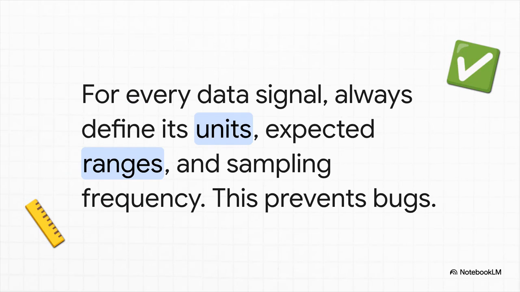For every single piece of data your system uses, you need to define three things: its units, its expected range of values, and how often you're sampling it. Seriously, is it in degrees Celsius or Fahrenheit, millimeters or inches? Doing this from the start will save you from a world of confusion and really nasty bugs later on.